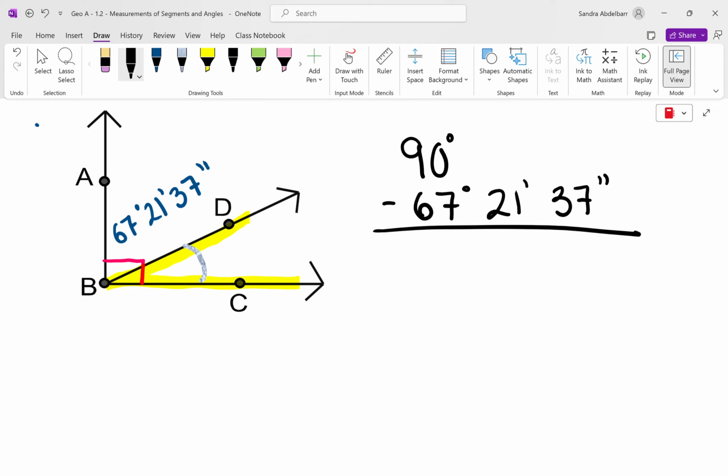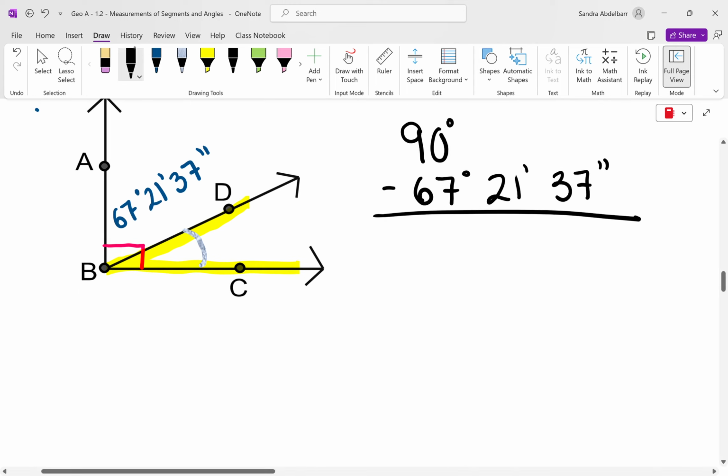But there's a little bit of a problem here. They are not in the same format. Here I have degrees, but here I have degrees, minutes, and seconds. You cannot subtract things or add things that are not in the same format. So now we want to make them into the same format. The easiest way to do this is to change the 90 into degrees, minutes, and seconds.